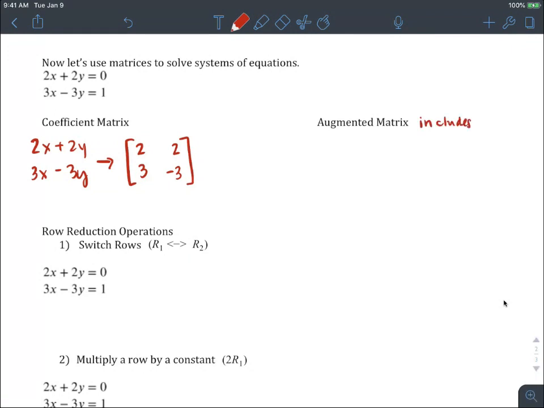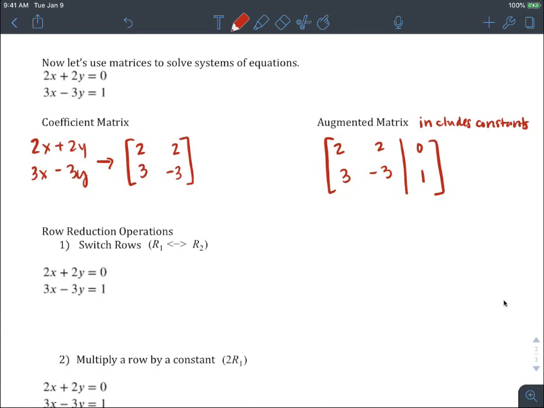And really it's 2 matrices in one. Okay. So we're going to do 2, 2, 3, negative 3, put a line, and then the constants go on the other side, 0 and 1. So the line represents the other side of the equation.